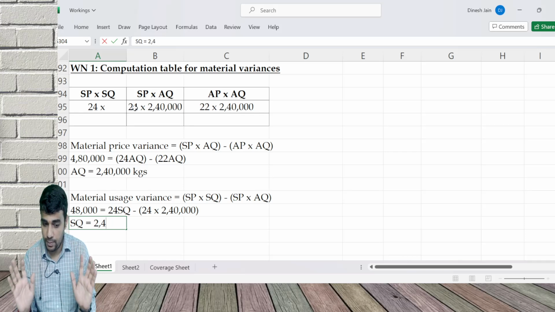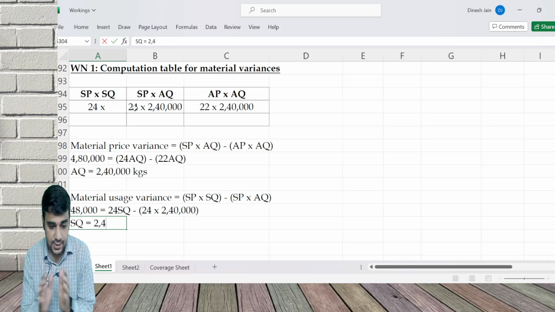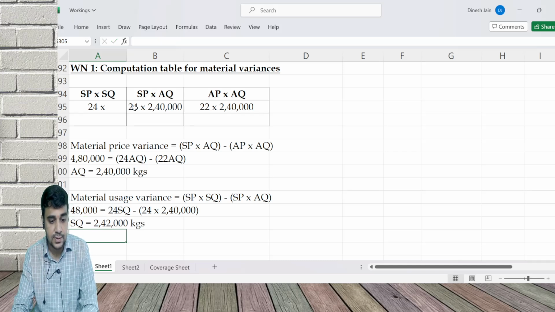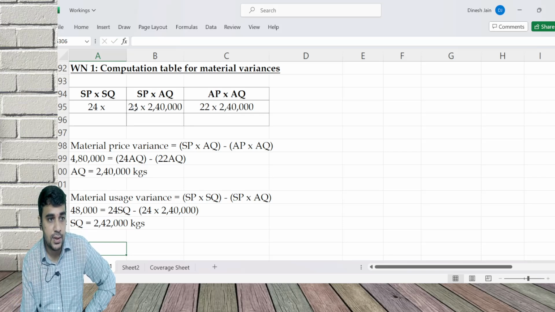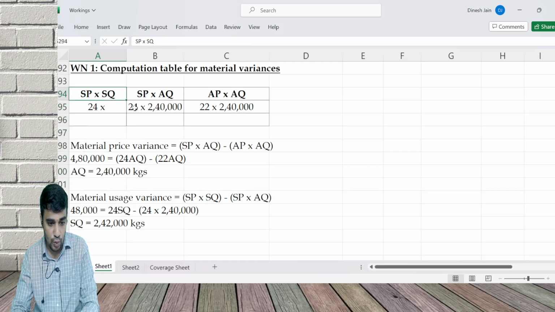I know you cannot make errors here. Please, guys. 2,42,000 kgs. Again, I'm repeating, I am not going to teach anything new in standard costing. I am technically doing only revision. 24 into 2,42,000. Any doubts on this? Table is over.